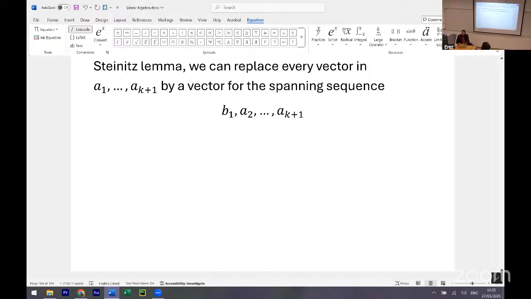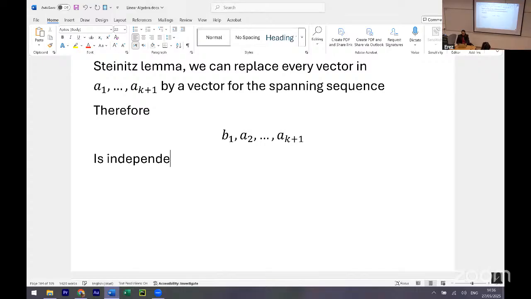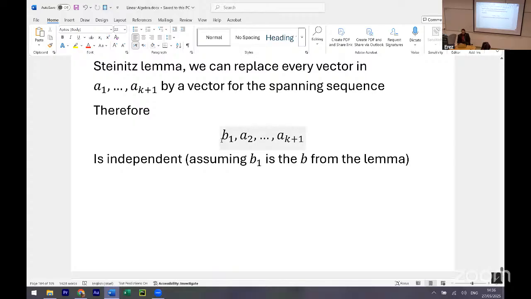Such that this is... Therefore, this is independent, assuming B1 is the B from the lemma. That's just a matter of labeling, right? I'm assuming that the one I called B1 is the first element that pops when I use the lemma. And after I replaced A1 by B1, this set is independent.